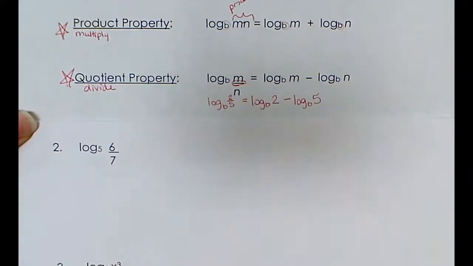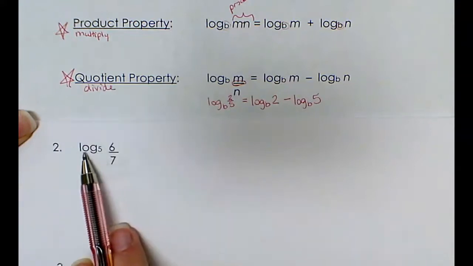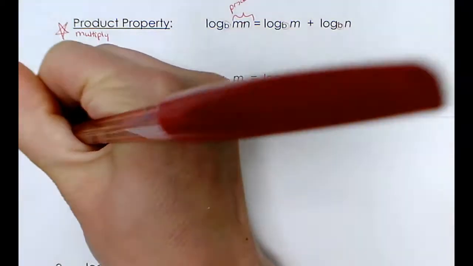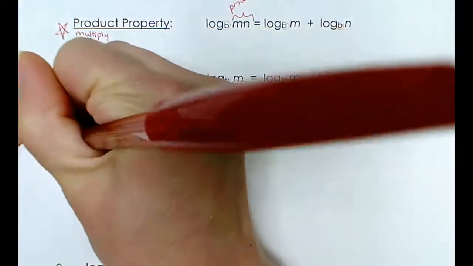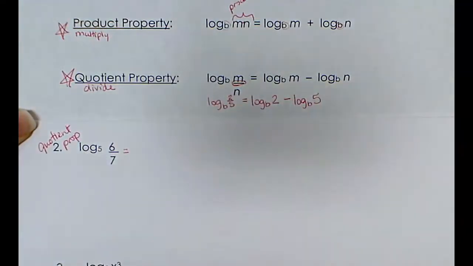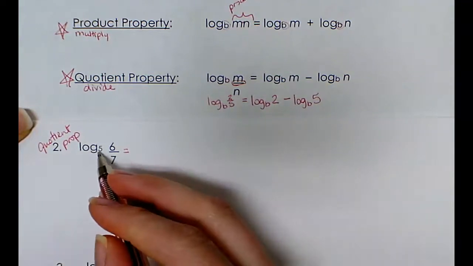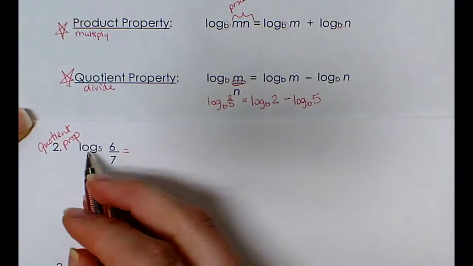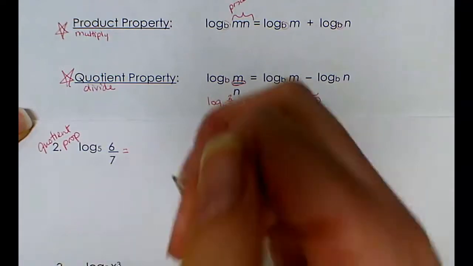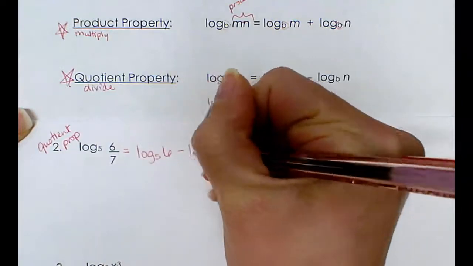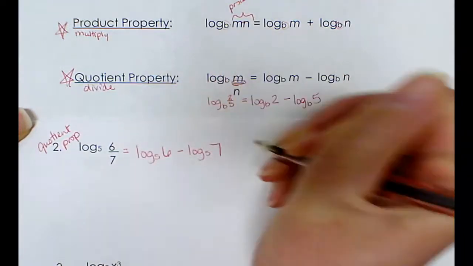Example 2, I recognize that I'm using the quotient property because I'm taking log base 5 of a fraction, so this is quotient property. When I expand log base 5 of 6/7, I'm going to take log base 5 of the numerator, and I'm going to subtract, because this is division, log base 5 of the denominator. So this should expand to be log base 5 of 6 minus log base 5 of 7.